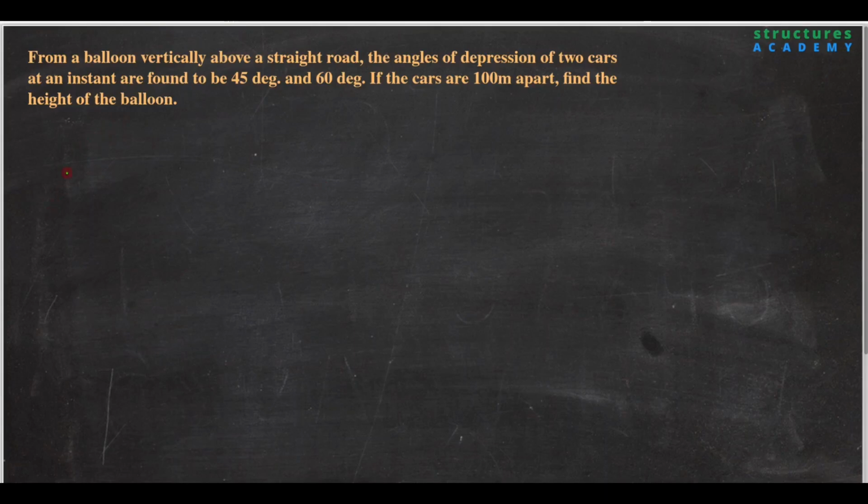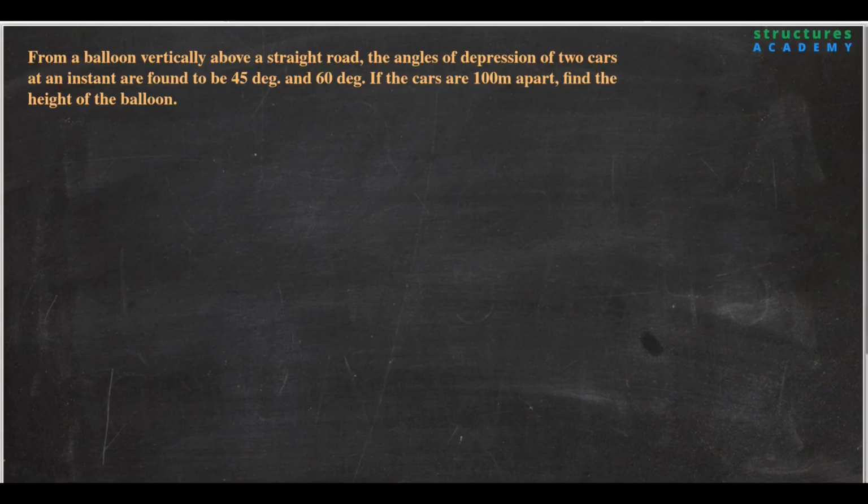Alright, let us look at another question related to heights and distances in the chapter Applications of Trigonometry. From a balloon vertically above a straight road, the angles of depression of two cars at an instant are found to be 45 degrees and 60 degrees. If the cars are 100 meters apart, find the height of the balloon.